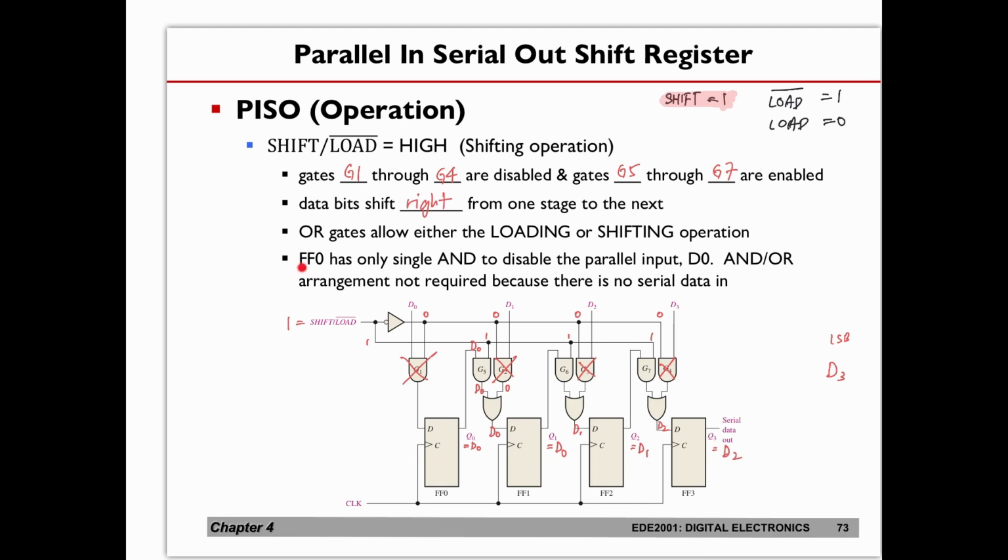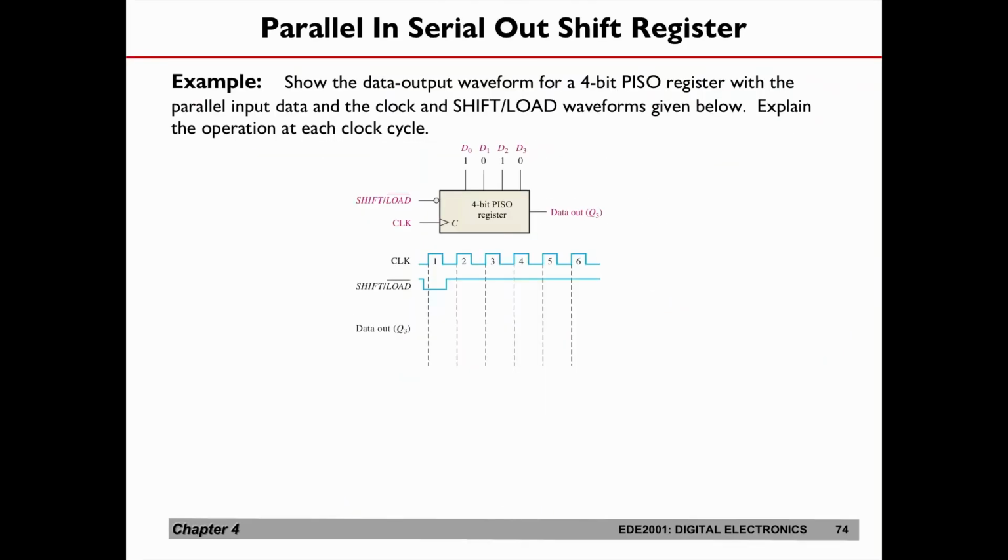Now you can see that flip-flop 0 has only one single AND gate to disable the parallel input D0. The AND-OR arrangement is not required because there is no serial data coming in. So there is only serial data out but not serial data in. So what do I have here? This is a 4-bit PISO shift register. We have an example here.